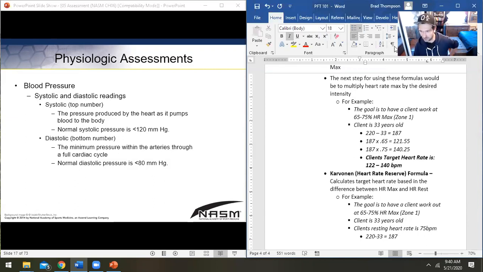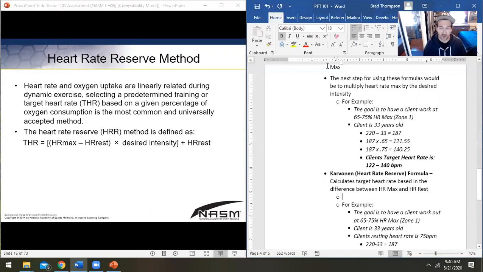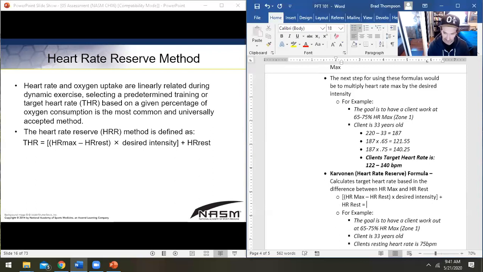But, oh, I forgot to put the formula down. Hold on a second. I forgot to write the formula under your Karvonen method right here. So our formula is going to be, brackets: heart rate max minus heart rate rest, times desired intensity, close the bracket, plus heart rate rest equals target heart rate.